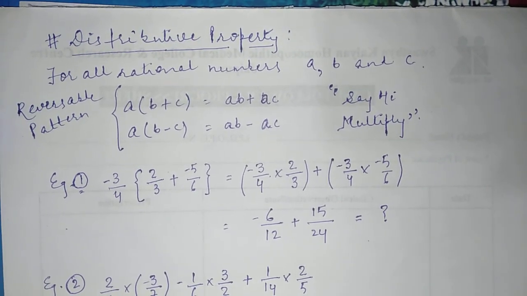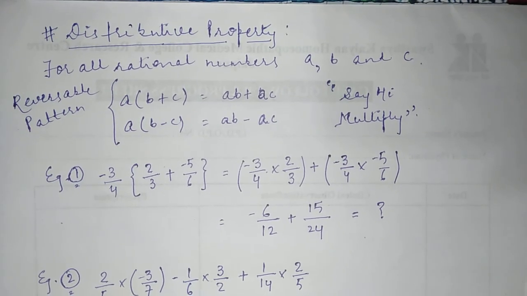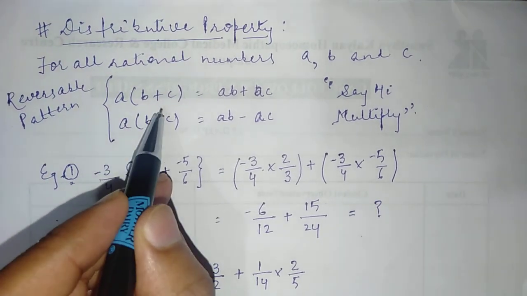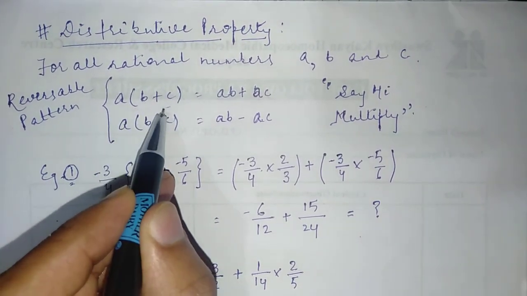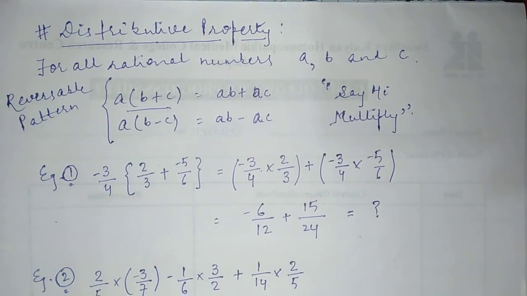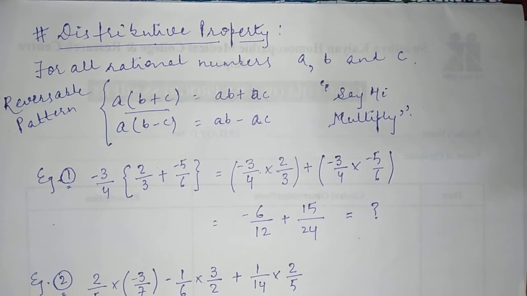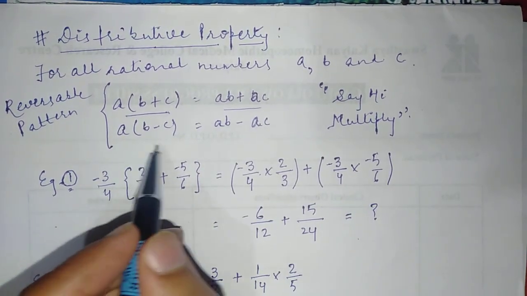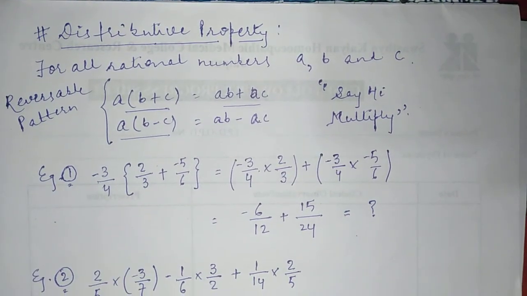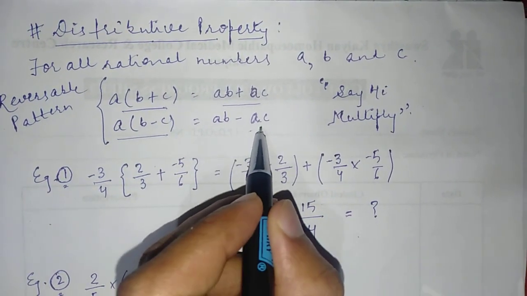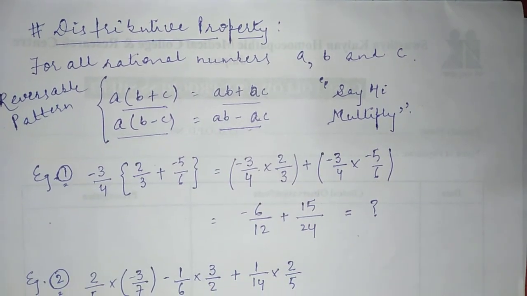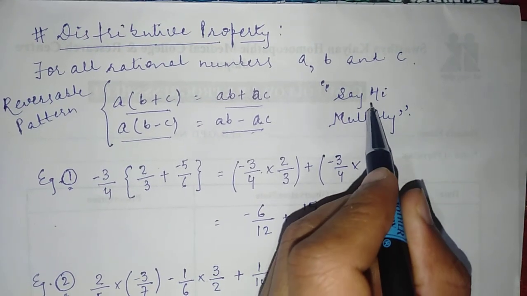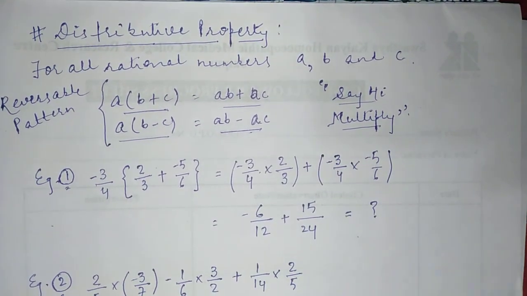So if there are three rational numbers, a, b and c, and it is written in this manner, a times (b plus c), then we get ab plus ac. And if it is written a times (b minus c), then we get ab minus ac. So how do we get this? You can solve this by using this concept, that is, say hi and multiply. So how do you use this concept?